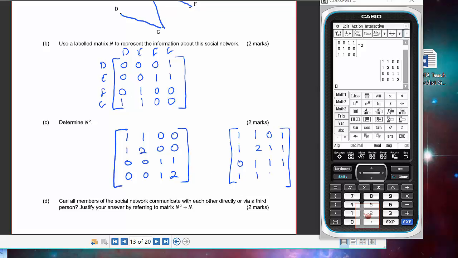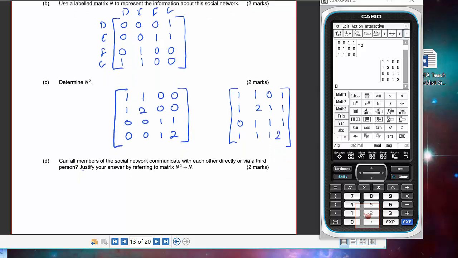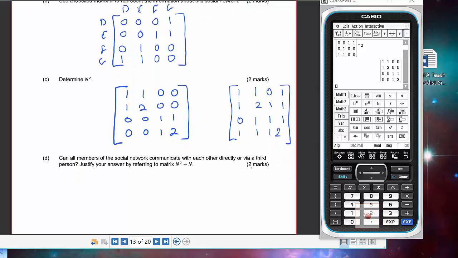It says, can all members of the network communicate with each other directly or via a third person? Justify your answer by referring to matrix N squared plus N. So that's what I'm saying, we would have done this matrix anyway. This one over here is N squared plus N.